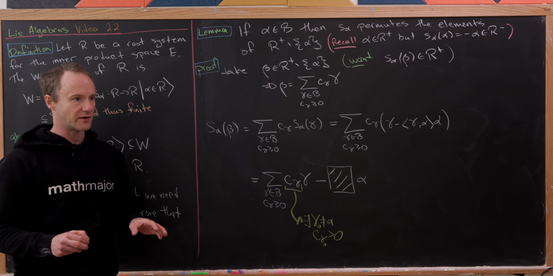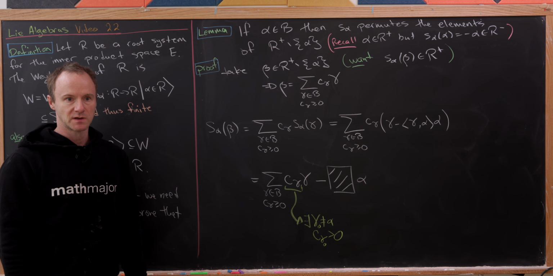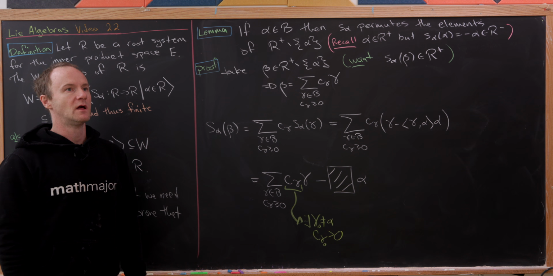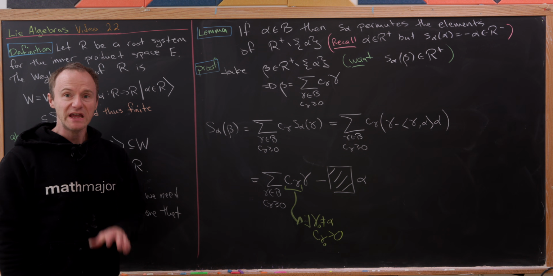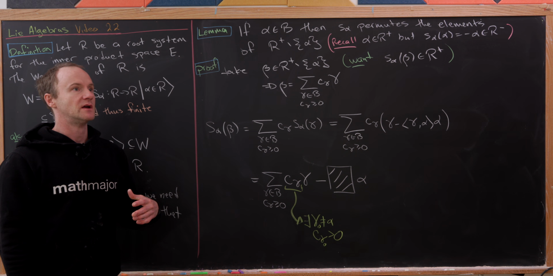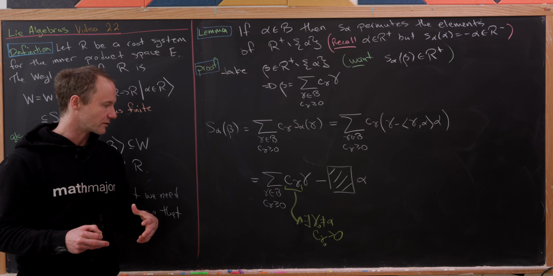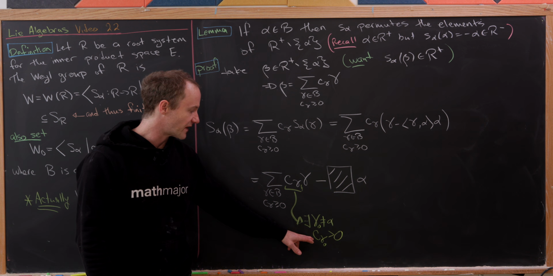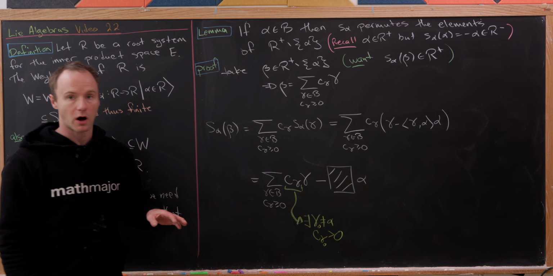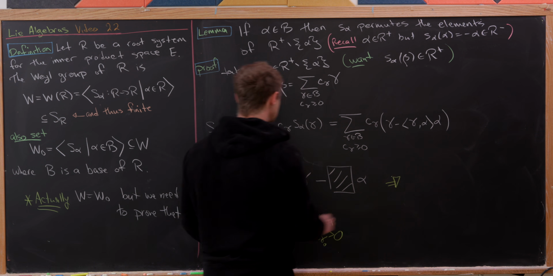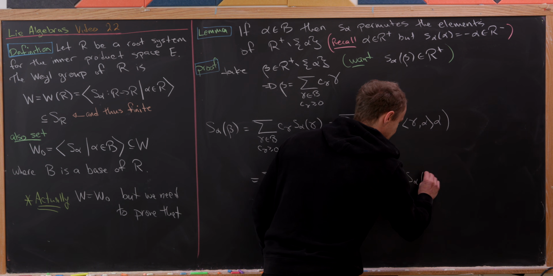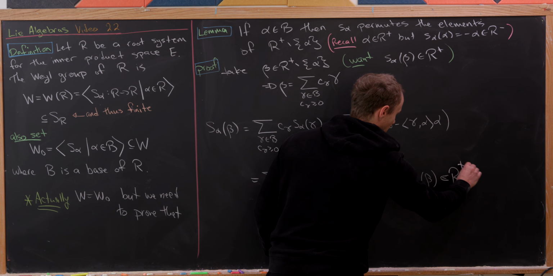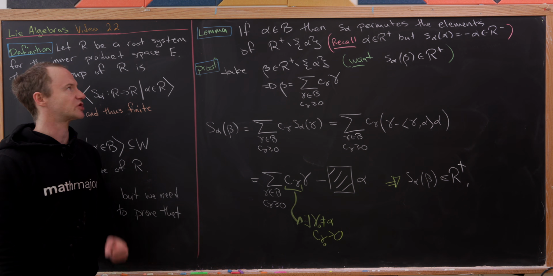But then we know by the rules of a base for a root system, if you have one coefficient on the integer linear combination creating that root out of the base that is positive, then all of the coefficients are positive. Well, look, we've got one coefficient that's positive, meaning all the coefficients are positive. But that leads us immediately to S alpha beta is a positive root. So in other words, it's in R plus. And that's what we wanted to show for this lemma.